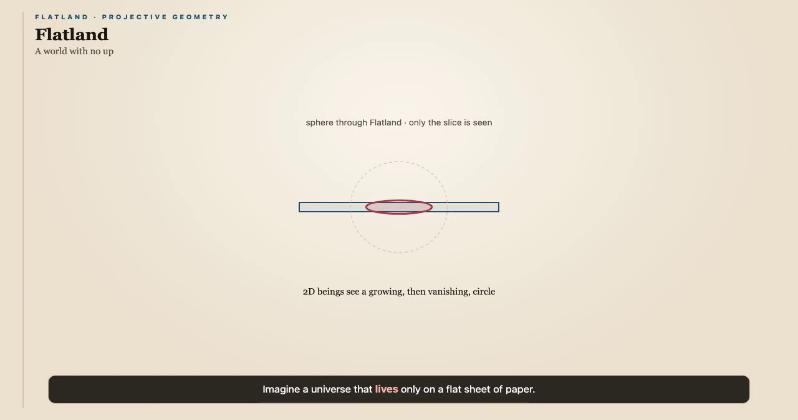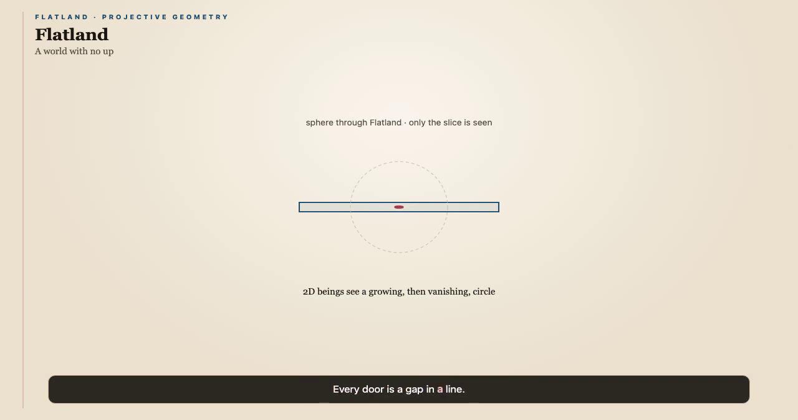Imagine a universe that lives only on a flat sheet of paper. In Edwin Abbott's novel Flatland, shapes are people. A triangle, a square, a circle. They know left and right, forward and back. They have no word for up. Their whole world is the plane they stand on.